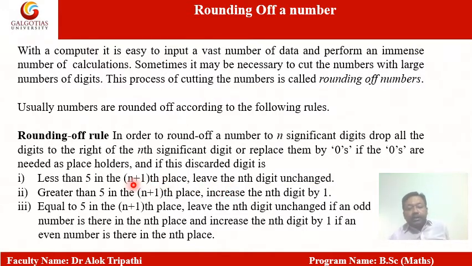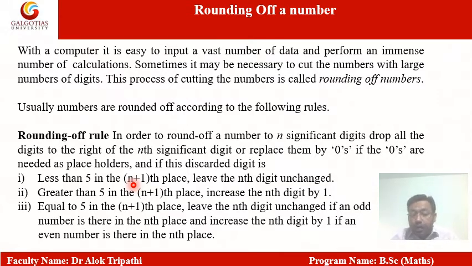So if the number at the n plus 1th place is less than 5, then we have to leave the nth digit unchanged. There will be no change in the nth digit, as we wanted to round off 49.526 to 4 significant digits. We shall see that at the fifth place we are having a number which is greater than 5. Therefore, we cannot apply our first rule.